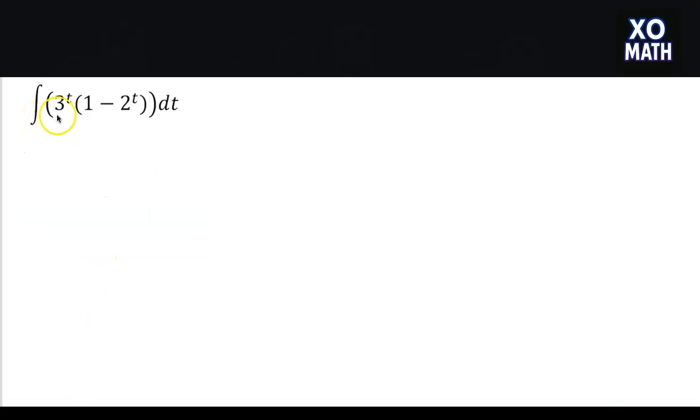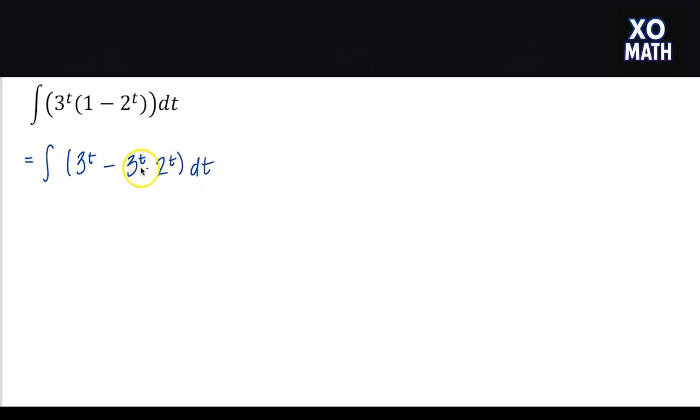I have the integral now of 3 to the t times the quantity 1 minus 2 to the t dt. So I have a product. I cannot find the antiderivative of each piece of a product separately. So what I want to do here is distribute the 3 to the t into the binomial, the two terms that I have here. So that's going to leave me with 3 to the t times 1, which is 3 to the t, minus 3 to the t times 2 to the t dt.